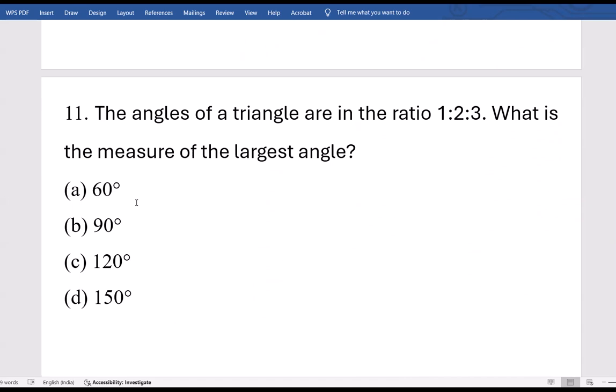Now what about this? The angles of a triangle are in the ratio 1:2:3. What is the measure of the largest angle? The angles are interior angles of a triangle, in the ratio 1 is to 2 is to 3. We know the sum of these is 6, and we know the sum of interior angles should be 180. So we should multiply with 30. The angles will be 30, 60 and 90 degrees.